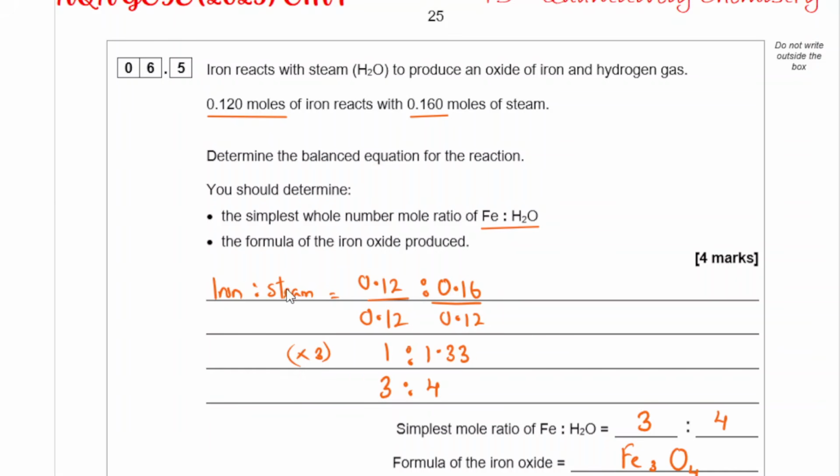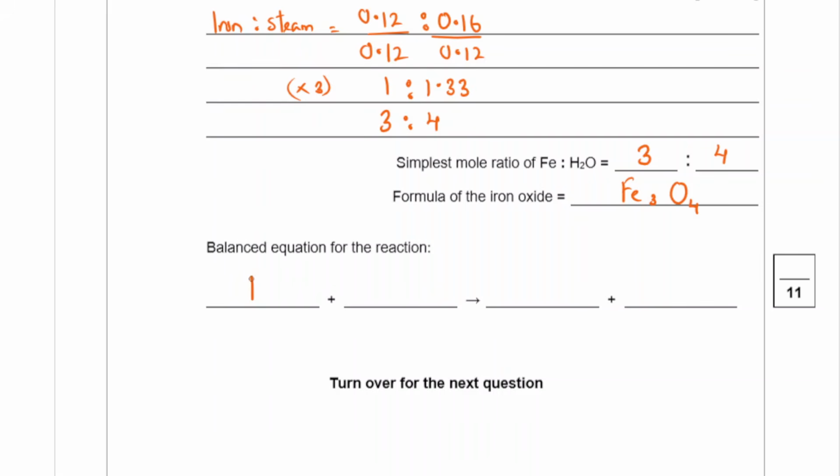The balanced equation for the reaction: Fe plus H2O gives Fe3O4 and hydrogen H2. So that's 4 oxygen. So let me use a different color. That's 4 oxygen on both sides now. That makes it 8 hydrogen. So I would need 4 there. And I made a mistake there, Fe3. So that should be a 3 in front of it.